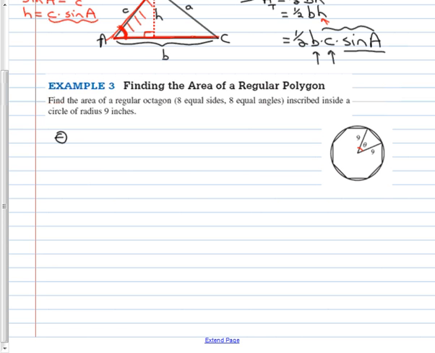First, I want to know, can I figure out the size of that angle? How would I do it? 360 divided by 8. There would be 8 of those little triangles if I drew them all out. So what's the size of the angle in that little triangle?